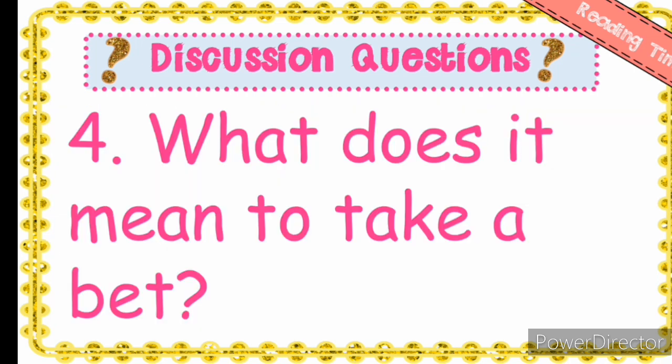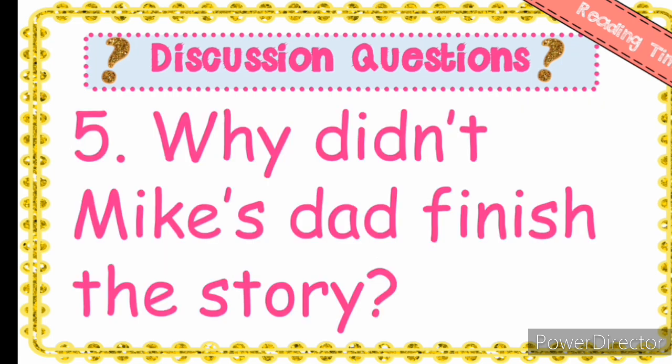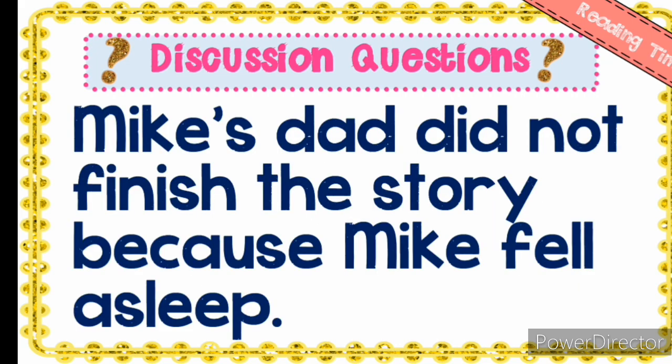What does it mean to take a bet? It means he accepts Big Jim's challenge. If his frog can beat Big Jim's frog, he will win $10. Why didn't Mike's dad finish the story? Mike's dad did not finish the story because Mike fell asleep.